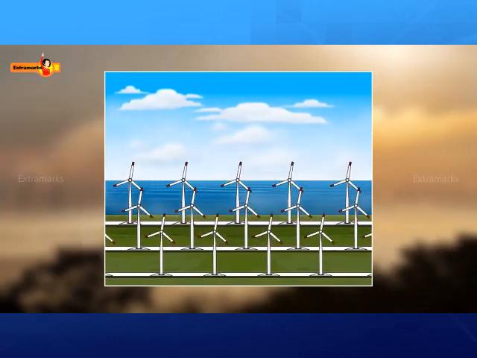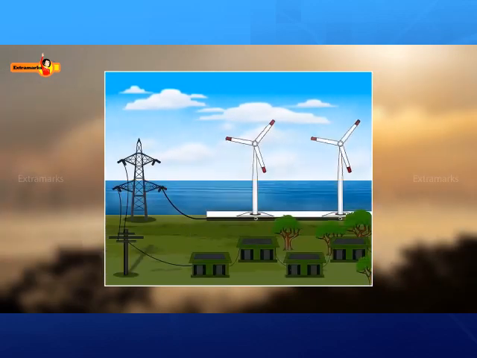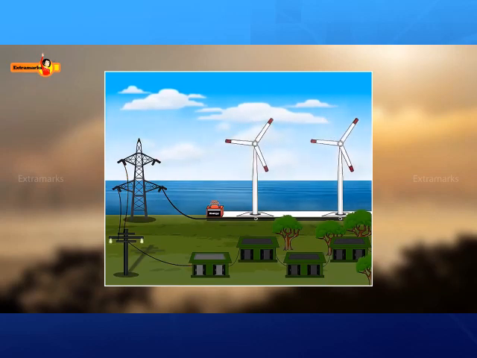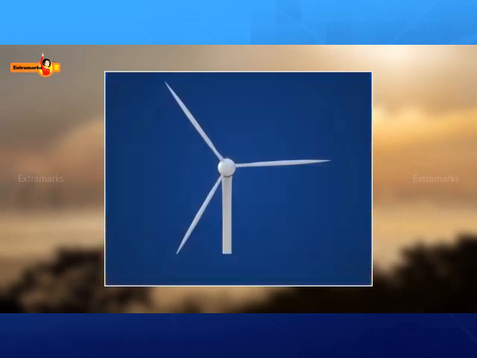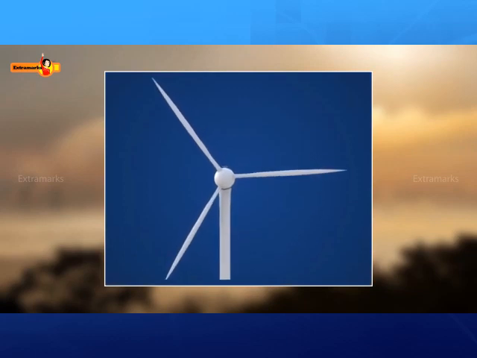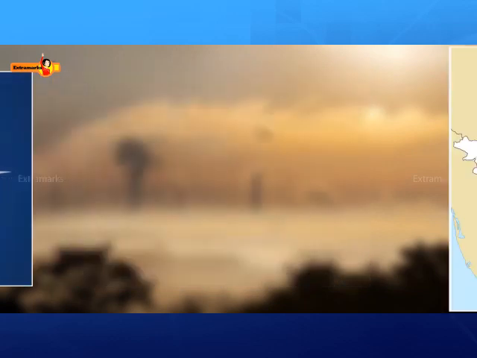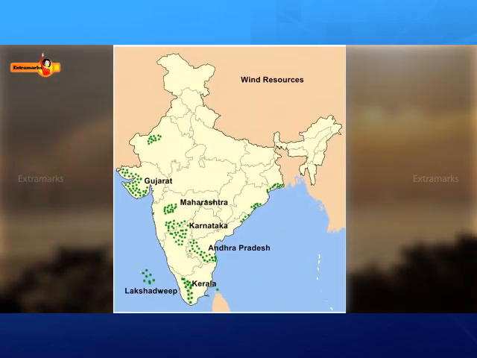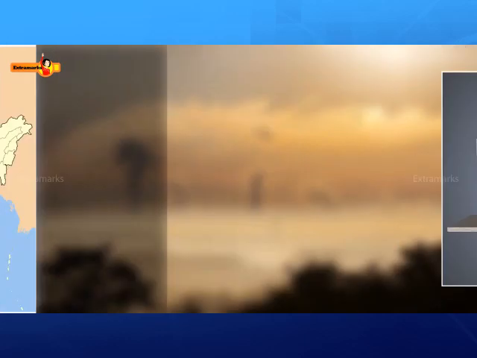Wind energy is the second fastest growing source of electricity in the world. India is one of the major producers of wind power in the world. In order to make electricity from wind, energy companies use large windmills called wind turbines. The largest wind farm cluster in India is located from Nagercoil to Madurai in the state of Tamil Nadu. Other wind farms are located in Andhra Pradesh, Karnataka, Gujarat, Kerala, Maharashtra and Lakshadweep.